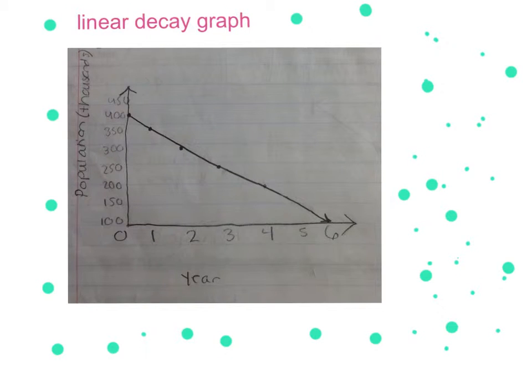This is the graph. How you space it and how you do it is up to you. But in the end, it should be going down like a line. And if it doesn't, then you must have done something wrong and you need to check your work.